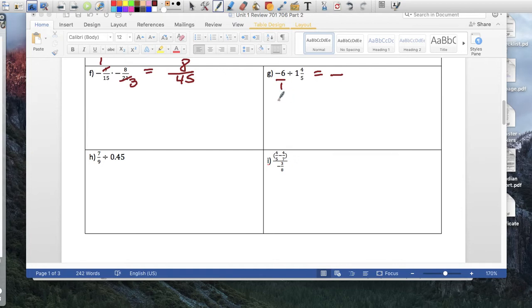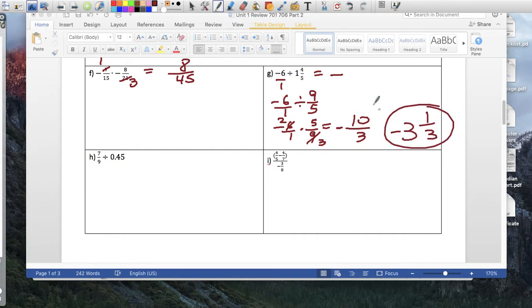So let's do some switching here, right? Negative 6 over 1 divided by 5 over 9. Negative 6 over 1 times 9 over 5. I can simplify the 6 and the 9, right? Divided by 3 is 3. Divided by 3 is 2. So I get 10 over 3 negative, remember? And 3 goes into 10 3 times, 1 left over with 3. So either this one or this one.